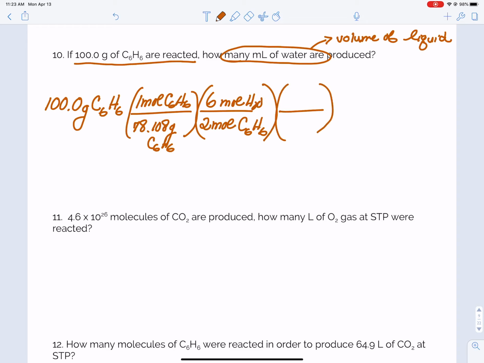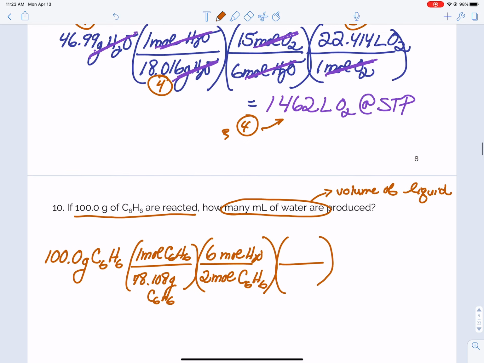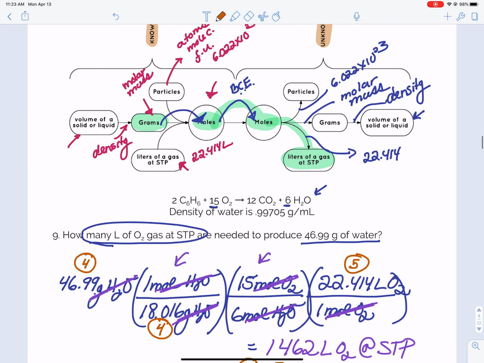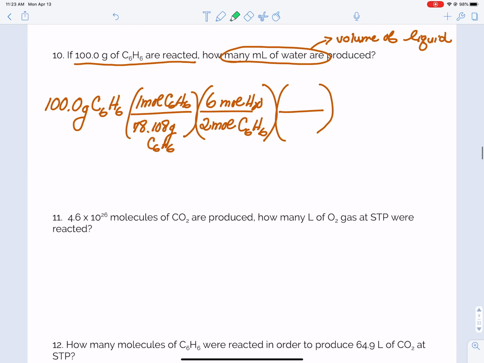And then the question wants us to do milliliters of water. And this is where a lot of students go wrong. I'm just going to scroll back up to this diagram here. Think of where we started in this problem. We started with grams. I converted to moles of C6H6. Now I converted to moles of water. Where do I want to go to? Volume of water. So what do I need to go to first? Grams. So I'm going to have actually 2 more parentheses in this.